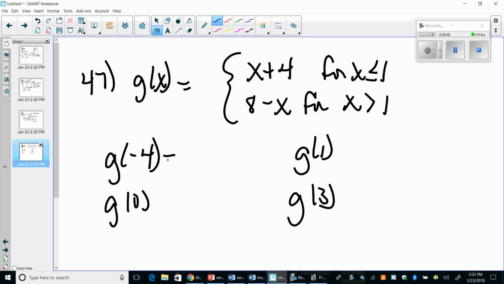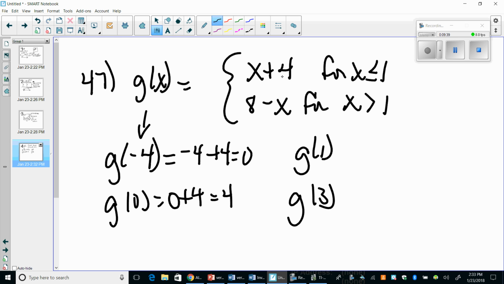All right, g of negative 4, what's in here is your x. You see that? So that x value is less than or equal to 1, so I'm going to plug it in here. So I'm going to do negative 4 plus 4. I don't use 8 minus x because my x is not greater than 1. I only use 8 minus x if my x is greater than 1. All right, g of 0. Again, 0 is less than 1. So 0 plus 4, my answer is 4.